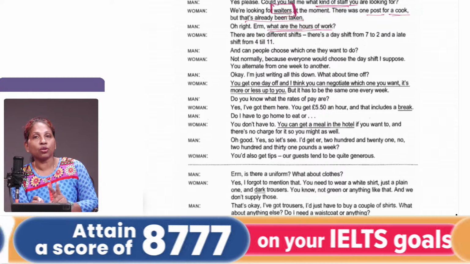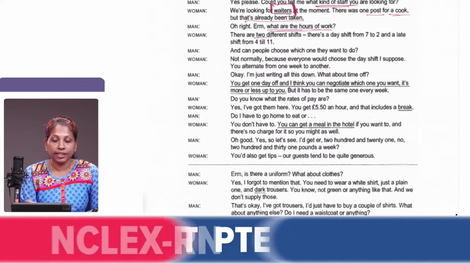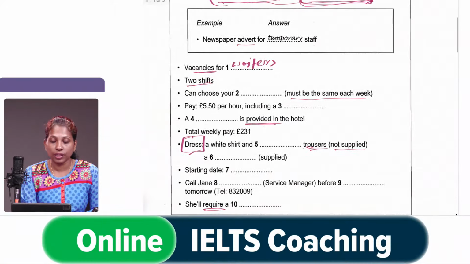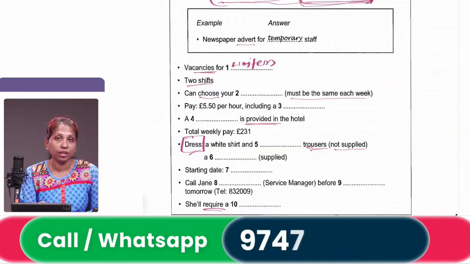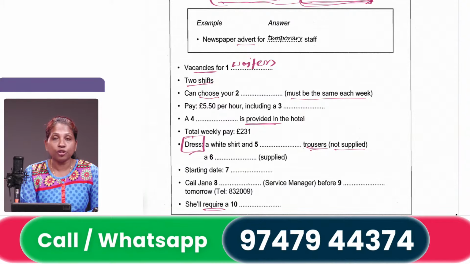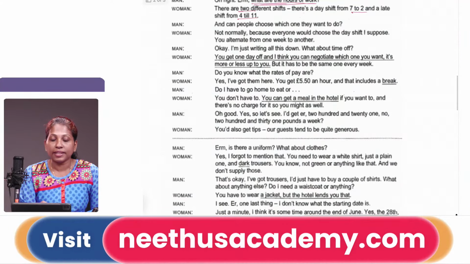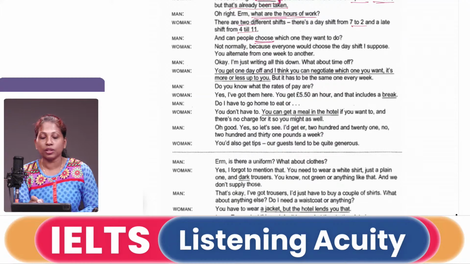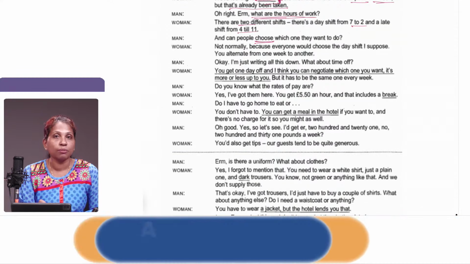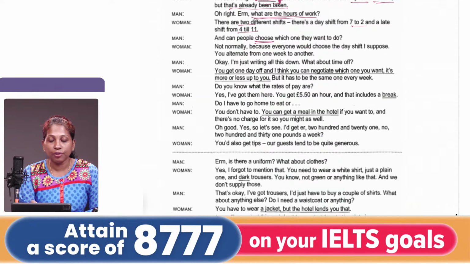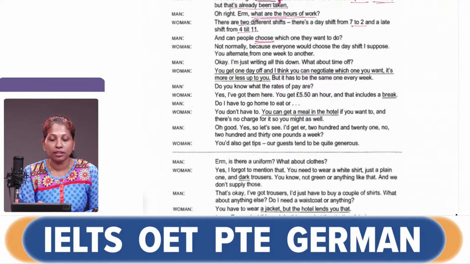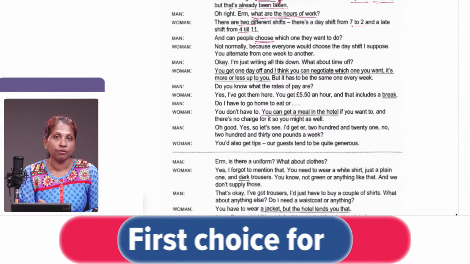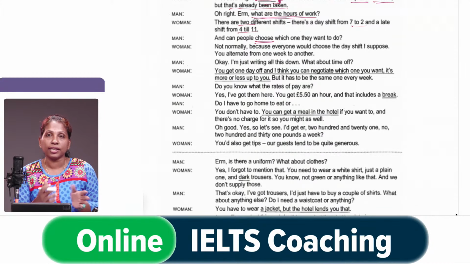There are 2 different shifts. It's already mentioned, 2 shifts, right? There's a day shift from 7 to 2 and a late shift from 4 till 11. But what we are looking for is that you can choose it. It's not specifically mentioned that you can choose the shift. Right now they're only telling that 2 shifts are available, and it should be the same each week. And can people choose which one they want to? There's a word choose here, that means your choice. Does the staff have a choice to choose a shift? Not normally, right? That means it is not about the shift you have to mention there. Not normally, because everyone would choose the day shift. I suppose you alternate from one week to another. That means there's no choice when it comes to the shift you're opting for. You go alternate. One week you're doing night shift, next week you're doing a day shift.